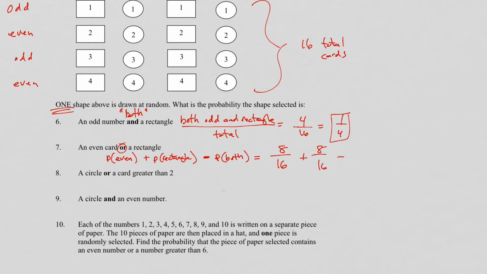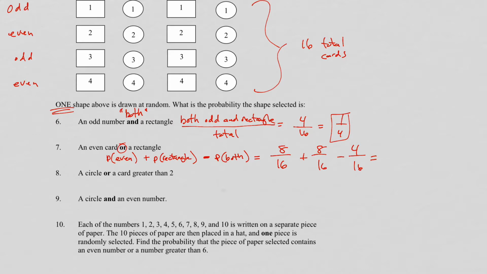And then minus both at the same time. So even and rectangle at the same time. How many of those are there? So even and rectangle. Here's an even rectangle, even rectangle, even rectangle, even rectangle. That's 4. Okay.